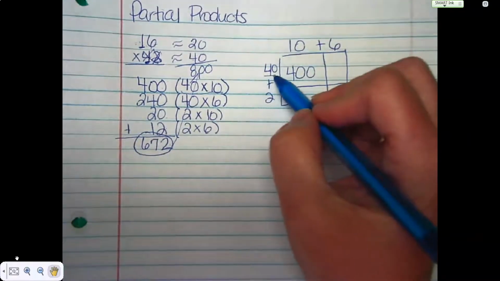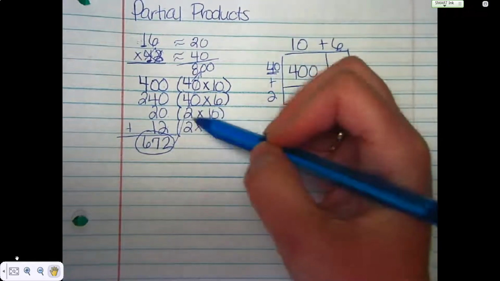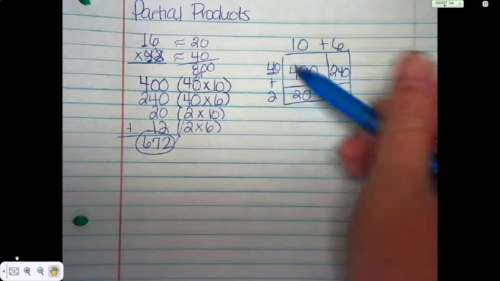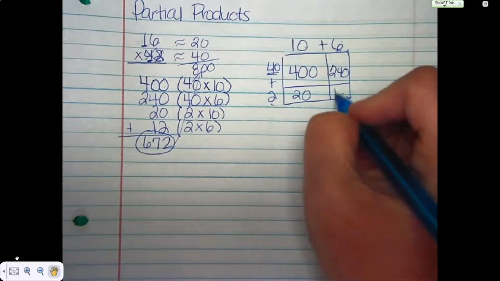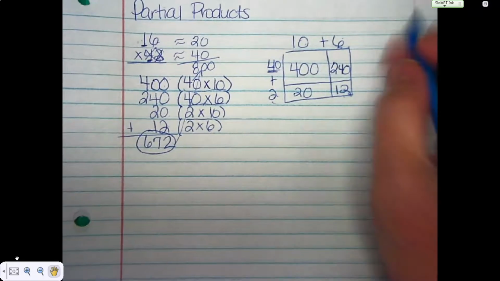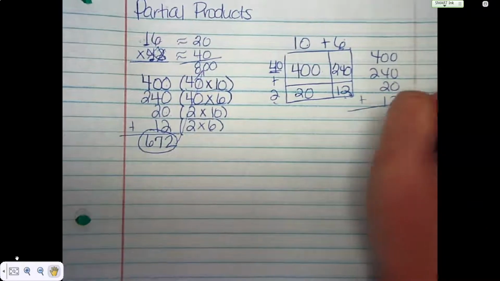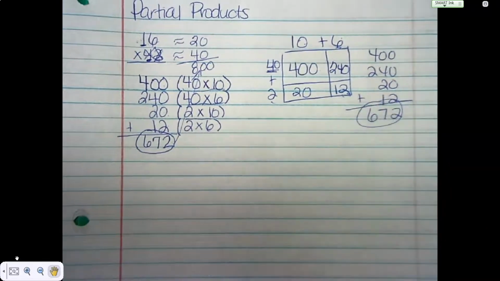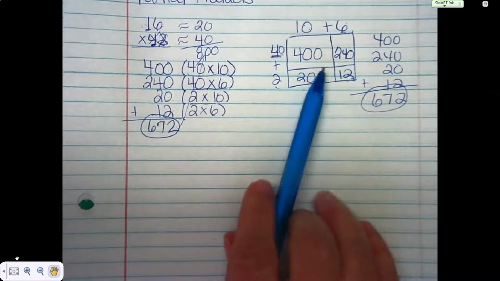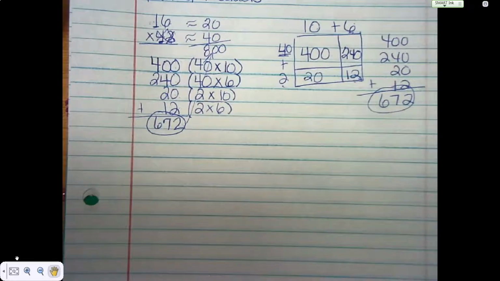And then we can see we're multiplying 40 by 6, which is what we did right here. So that's 240. Then we can see we're going to multiply 2 times 10, which we did right here. And that gave us 20. And then we're going to say 2 times 6 to get 12. So we have those same partial products, 400, 240, 20, and 12. So when we add all of those together, we are going to get the same answer of 672. So you can see partial products are just multiplying it without having to draw the area model. You need to be familiar with area model, but partial products is another strategy that you could try.